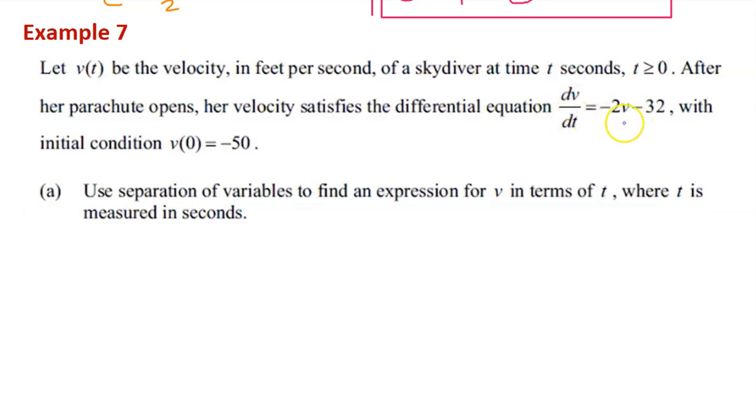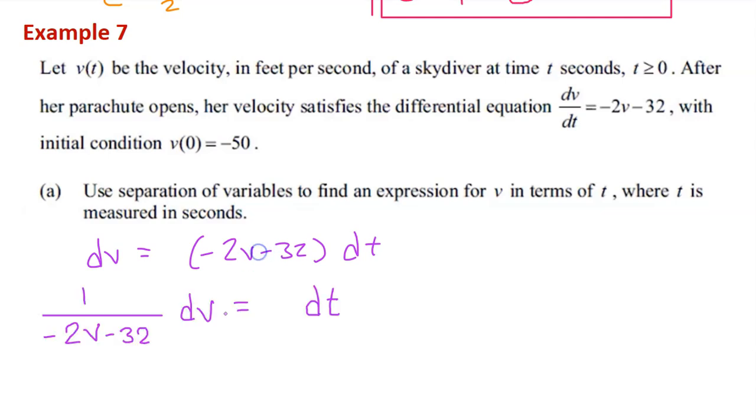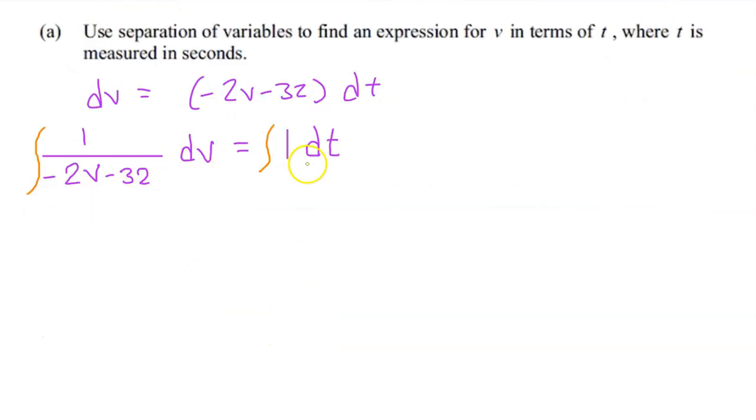Let's start by multiplying both sides by the dt. So that will give us dv on the left is equal to negative 2v minus 32 times dt. But we need the v's on the left, so we're going to divide both sides of the equation by this entire expression. Now we have this. You can put a 1 here if you feel bad that dt is all by itself. Aw. Now that we have separated the variables, we can integrate both sides of the equation.